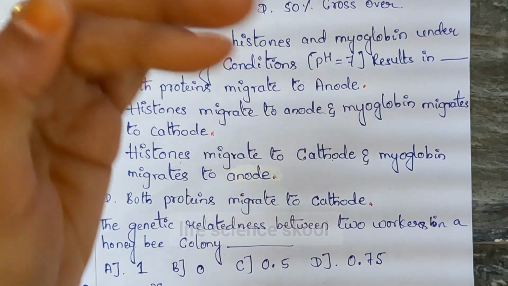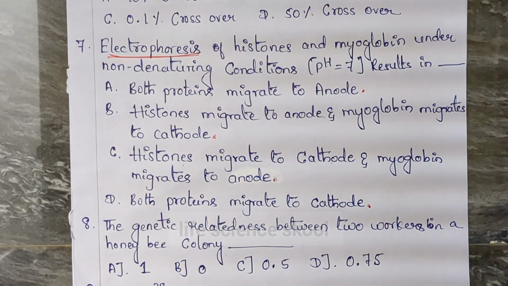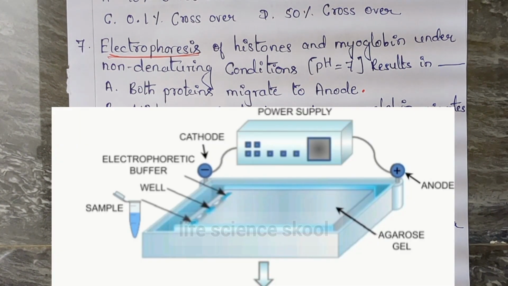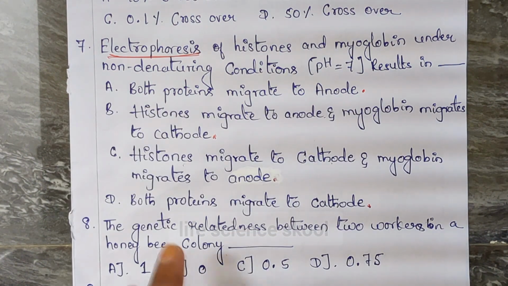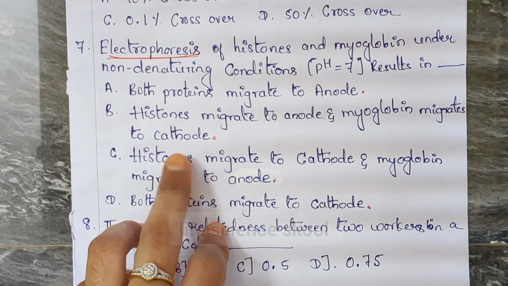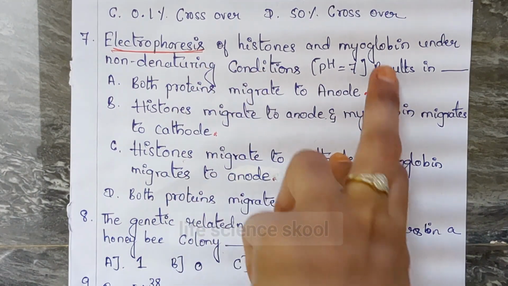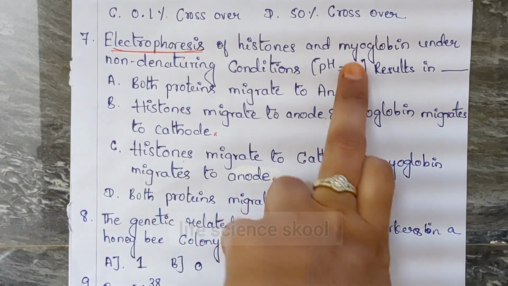In this electrophoresis, histones and myoglobin are the sample or solution, connected to electrodes, the cathode and anode. As we know, histones are positively charged and migrate towards the cathode, and myoglobins are negatively charged, so they migrate towards the anode. So for this question option C is the correct answer.